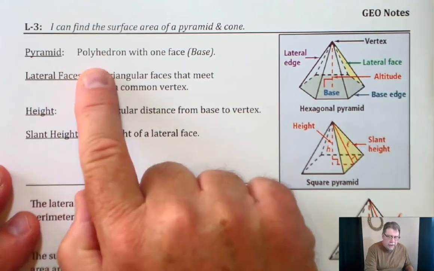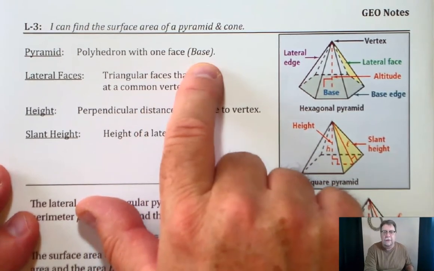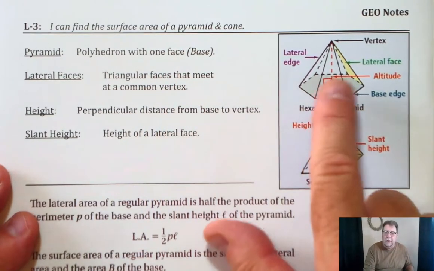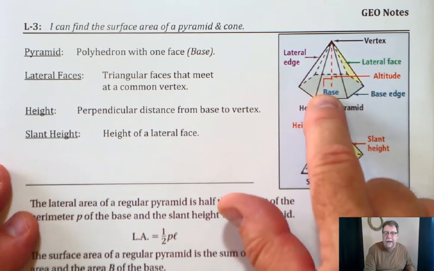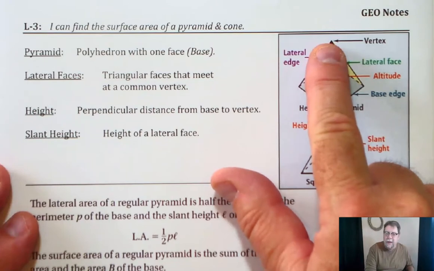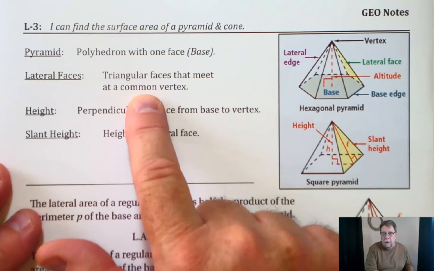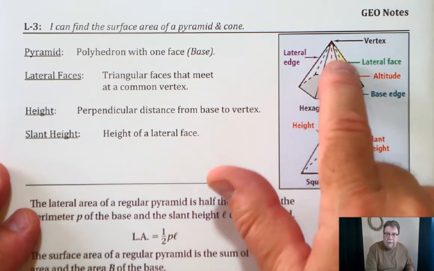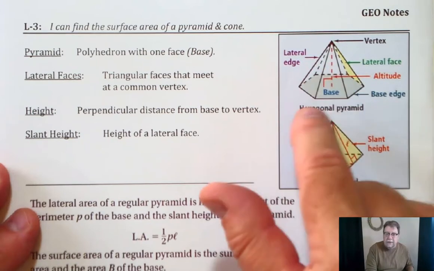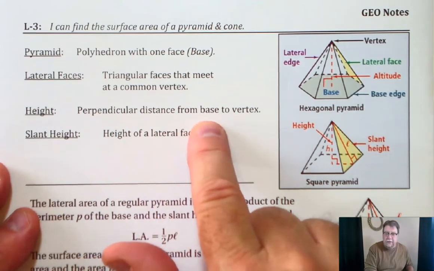A pyramid is a polyhedron with only one base. That face is called the base. If you look, there's a pyramid, there's only one base, and instead of the second base at the top, we have a vertex. The lateral faces also are no longer rectangles. They are all triangles. So all of the lateral faces will be triangles and the base will be some polygon. The height is going to be the perpendicular distance from the base to the vertex.